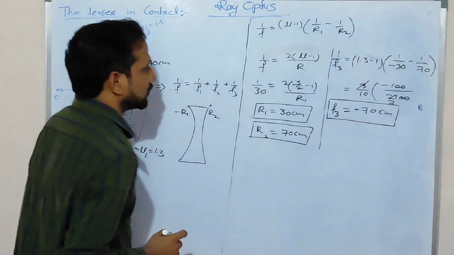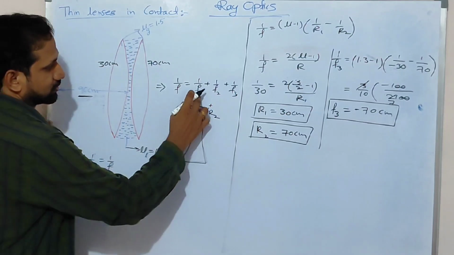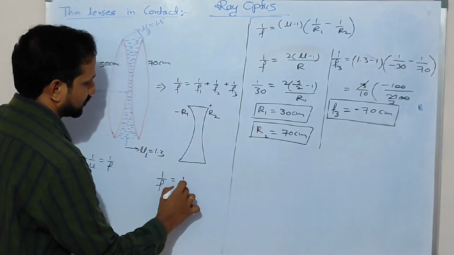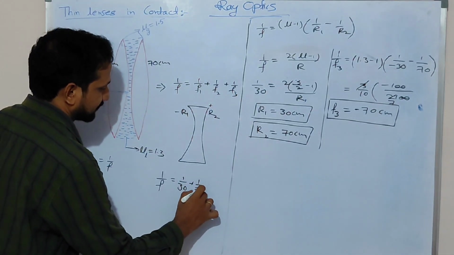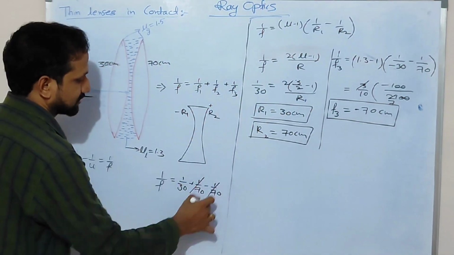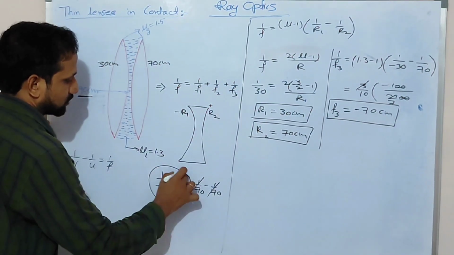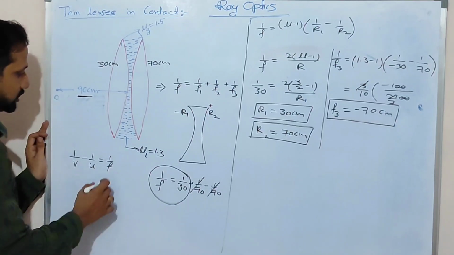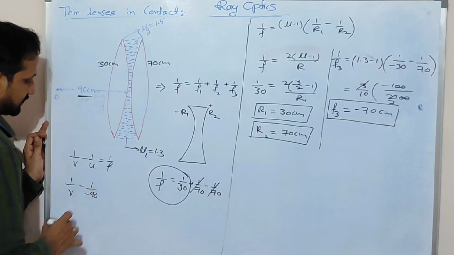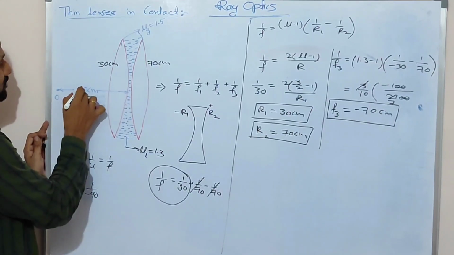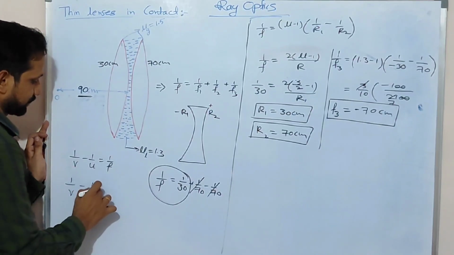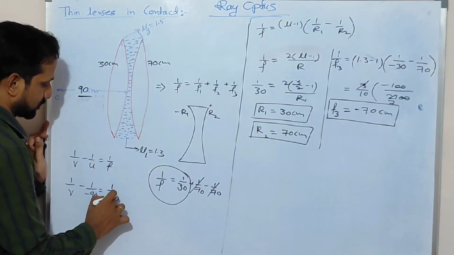Is that clear? Then we can find the total focal length: 1/f equals 1/30 plus 1/70 minus 1/70. The 70s cancel, and the effective focal length we got is just 30 centimeters. You can substitute here: 1/v minus 1/(minus 90) equals 1/30. What is u here? The object distance they gave already is 90 centimeters, but it is a real object, so minus 90.